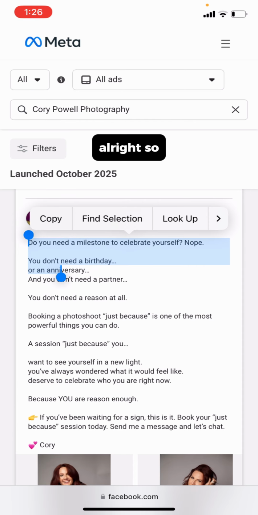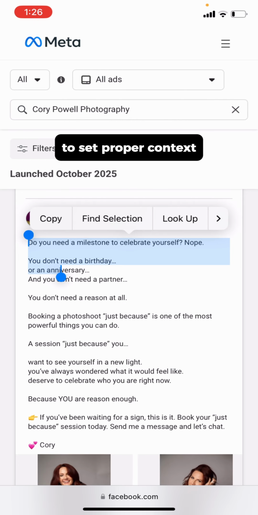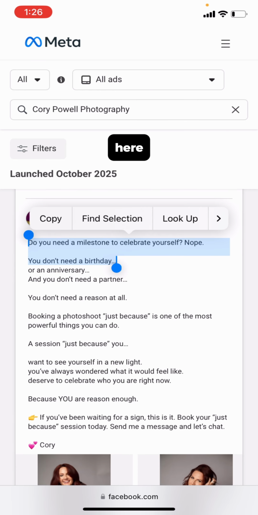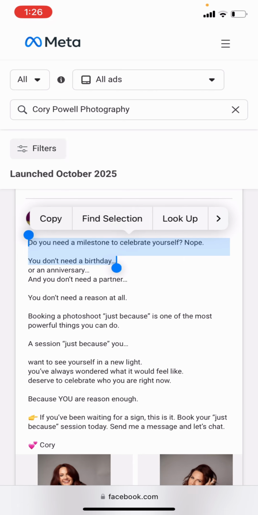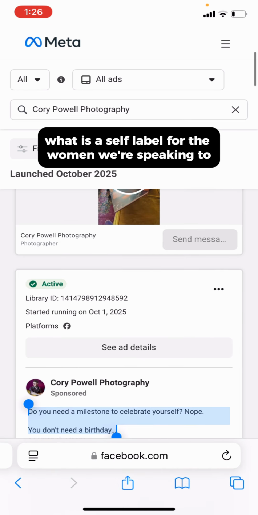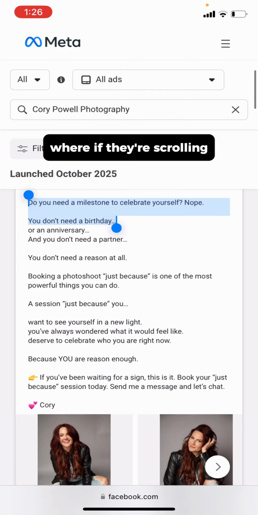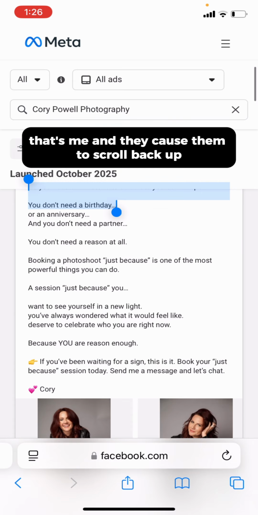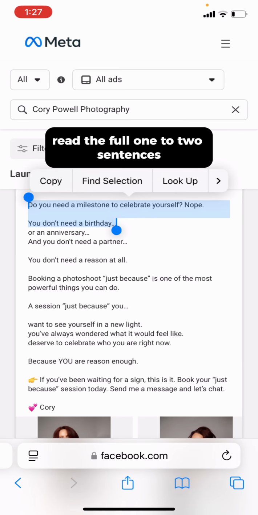All right, so the 4 things we want to have in here to set proper context. Well, actually, it's up here. The first thing is we want to know who are we speaking to? What is a self-label for the women we're speaking to, where they're scrolling, the self-label is like, hey, that's me, and it causes them to scroll back up or read more of what I got highlighted here. Read the full 1 to 2 sentences.